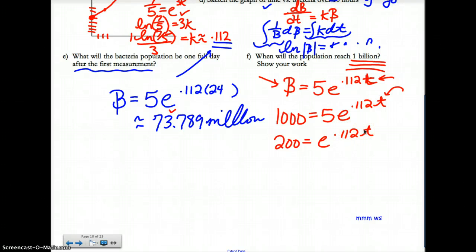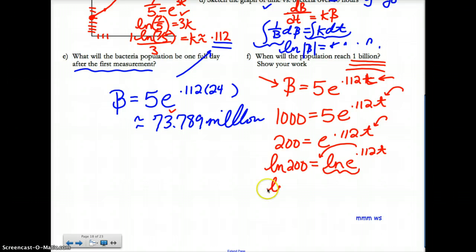Now, in order for me to get down out of that exponent, I take the natural log of both sides. So I've got the natural log of 200 is going to be equal to the natural log of e to the 0.112t. And we know that by our properties, the exponent comes out front, and ln e is just 1. So I end up with the natural log of 200 is equal to 112 thousandths times t. And when I do my calculator division on that, it's about 47.24 hours, I believe, if you go do that on your calculator.